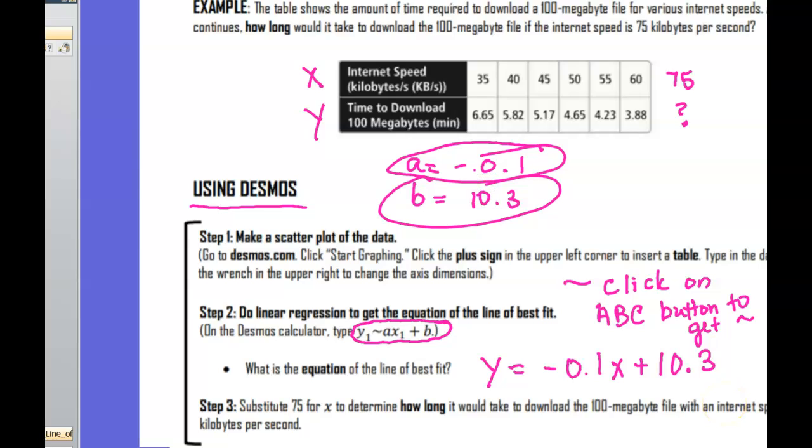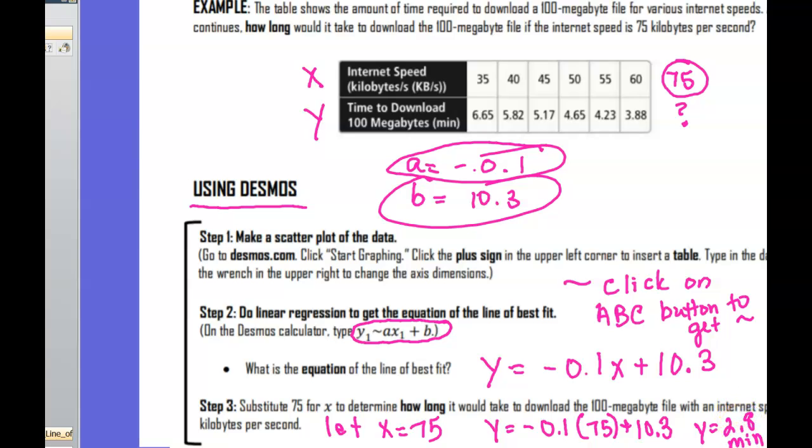Now, when you want to make a prediction, we're asking, what is the time to download if we have an input value of 75? So here we have our 75. We're going to let our X, or our input, be equal to 75, and we just plug it in to get our Y value. So Y is going to be equal to negative 0.1 times 75 plus 10.3. We use our order of operations and come up with Y takes 2.8 minutes.